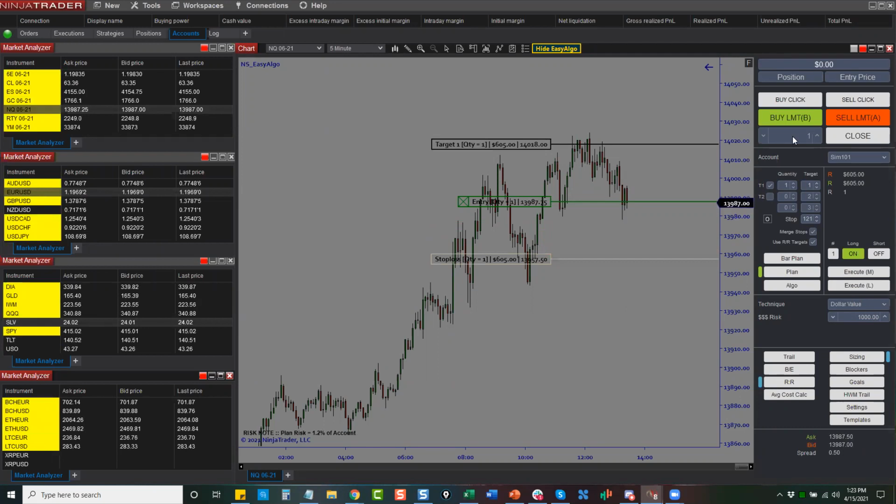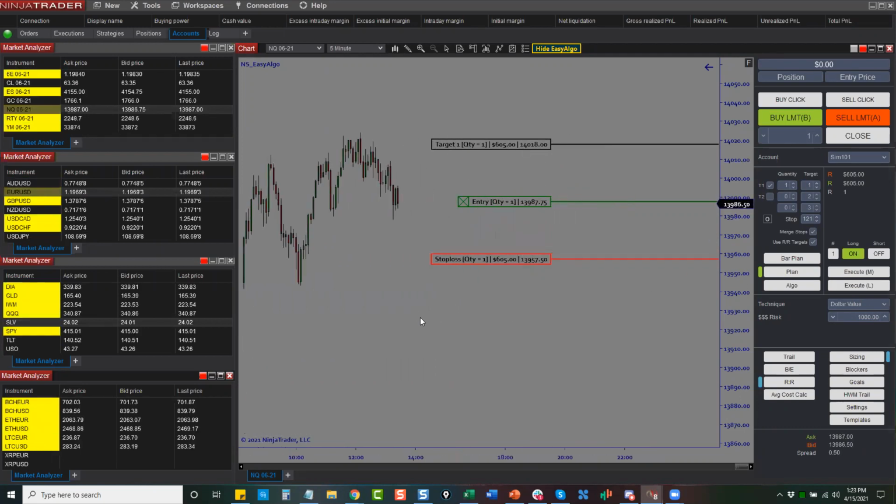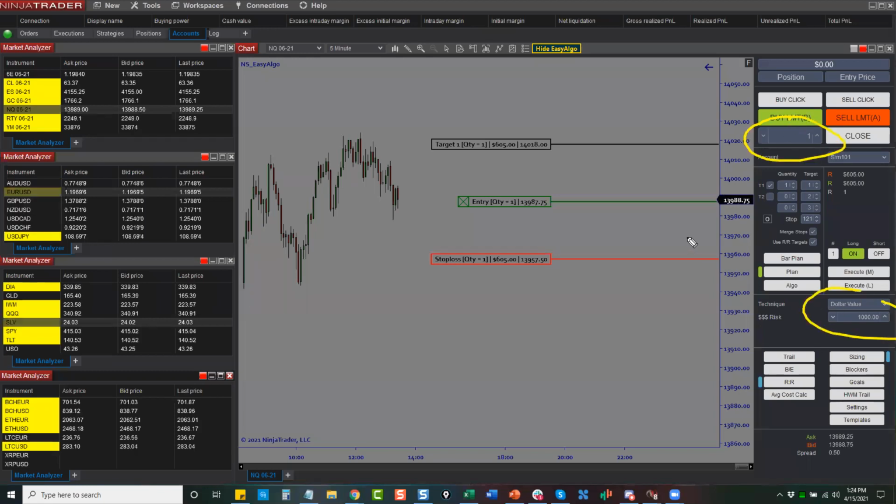Now, this applies to all markets. It applies the ability to do that. And it's all to do with your position sizing, your technique, and the size of your risk. It all ties into your stop sizes. Now, that being said, let's go into blockers.